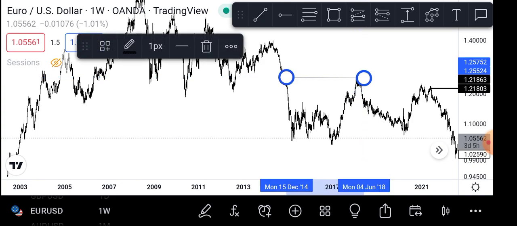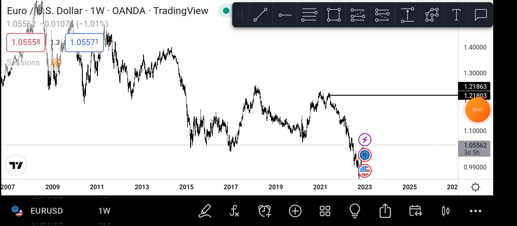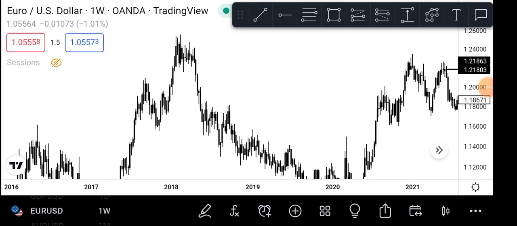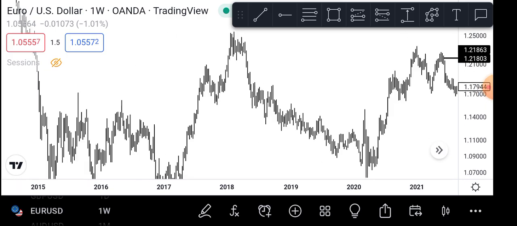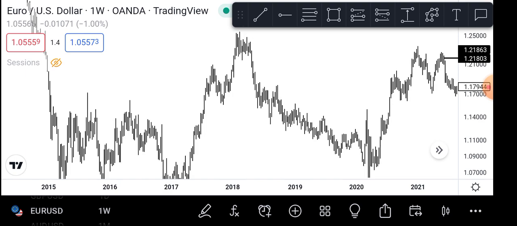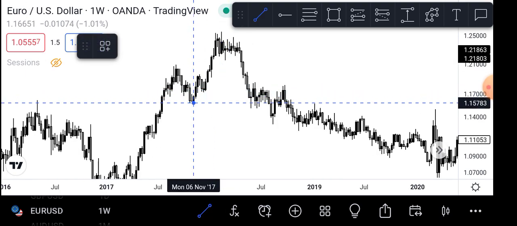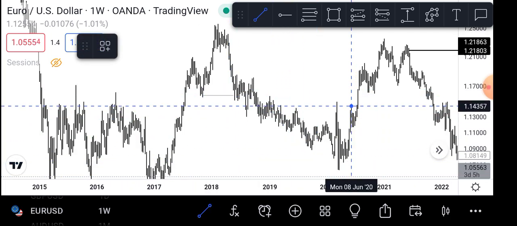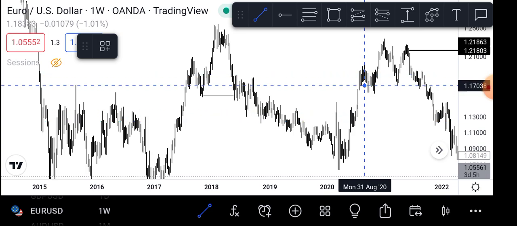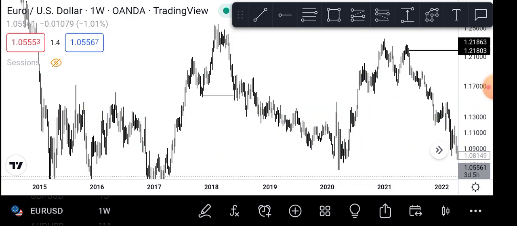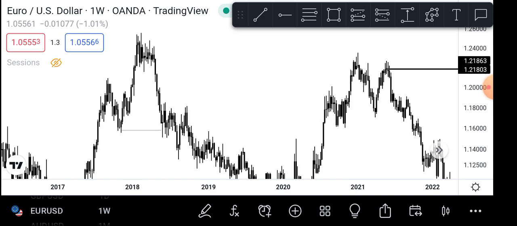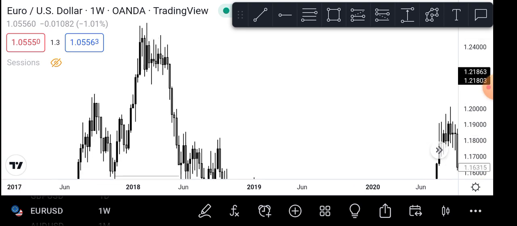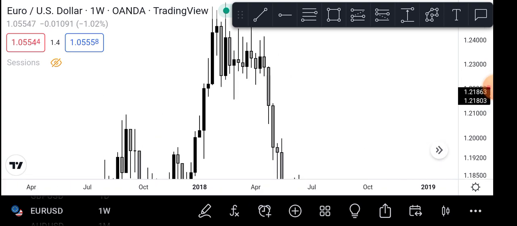But that's not where I'm going to take my case study from. What I'm going to take my case study from is right here. So now you can see that after this minor break of structure, price rallied all the way to this place, and now price is going up. It's going bullish. So now, where do you think we can find supply that can stop price? So once you come over here, this is how you pick.